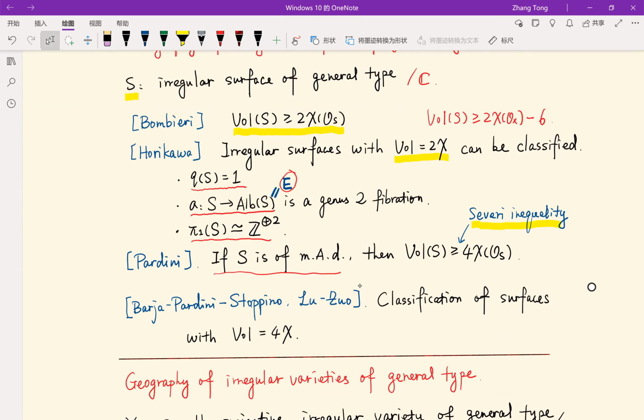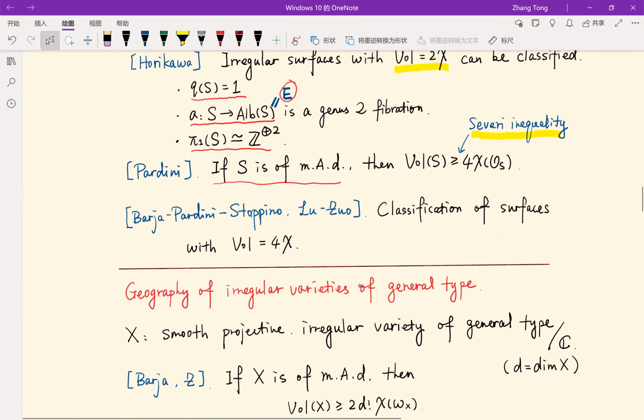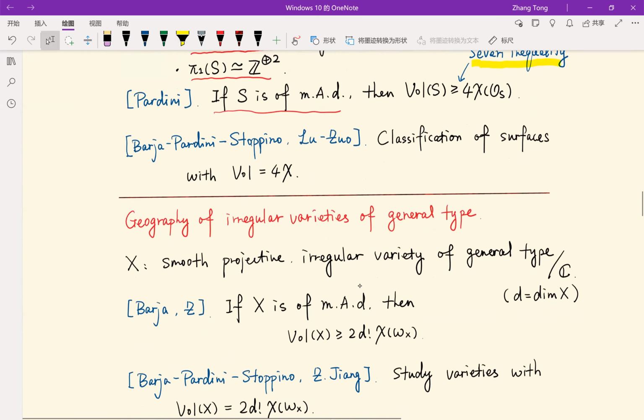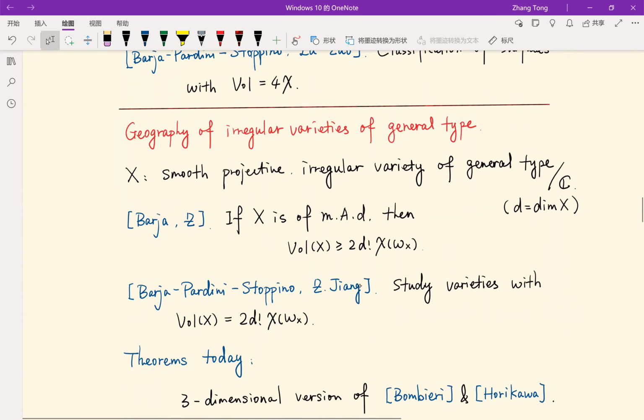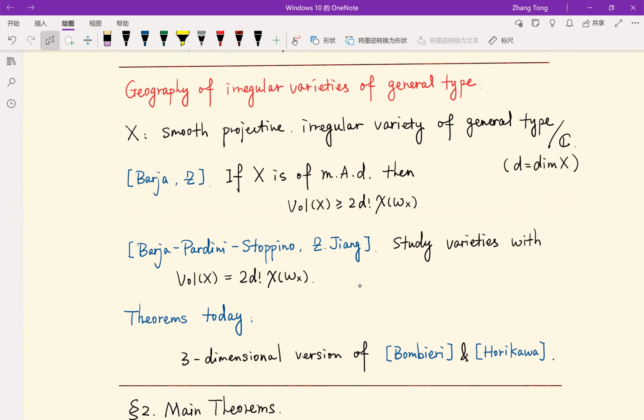And here I want to say something about what we know about higher dimensional varieties. In fact, we don't know much about this. First, let me assume X is a smooth projective irregular variety of general type defined over the complex numbers.